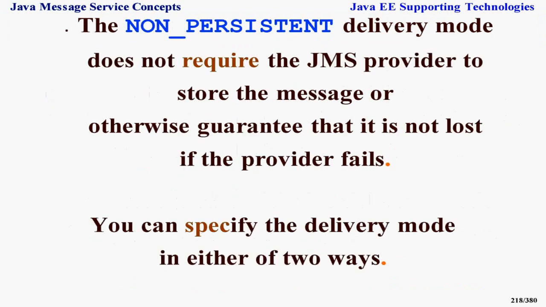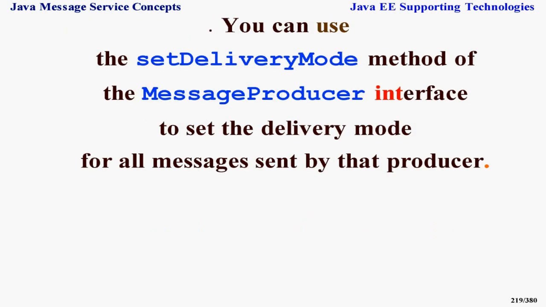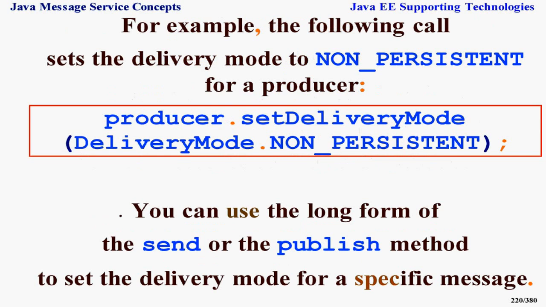The NON_PERSISTENT delivery mode does not require the JMS provider to store the message or otherwise guarantee that it is not lost if the provider fails. You can specify the delivery mode in either of 2 ways. You can use the setDeliveryMode method of the MessageProducer interface to set the delivery mode for all messages sent by that producer. For example, the following call sets the delivery mode to non-persistent for a producer.